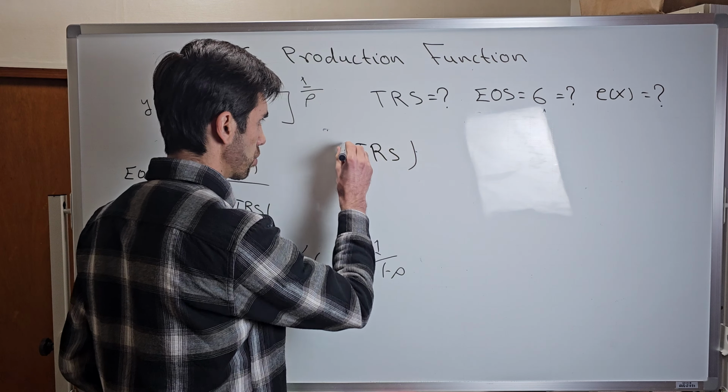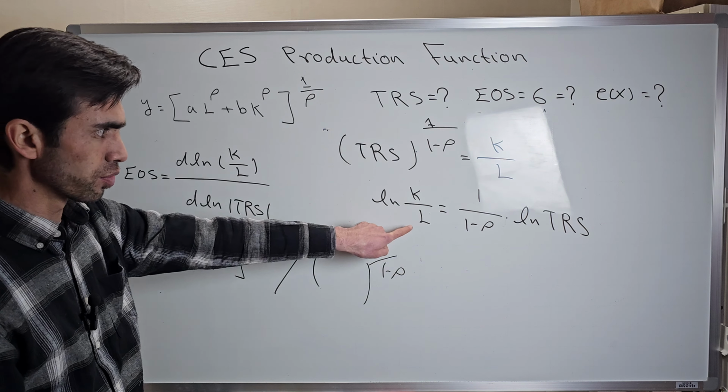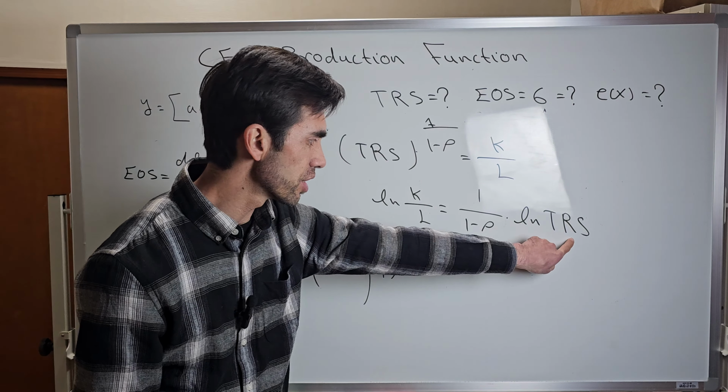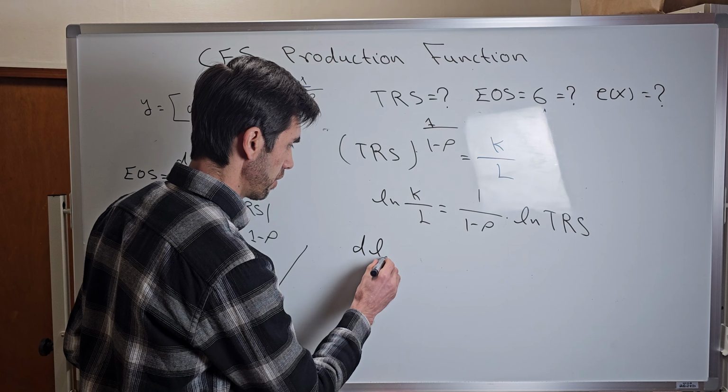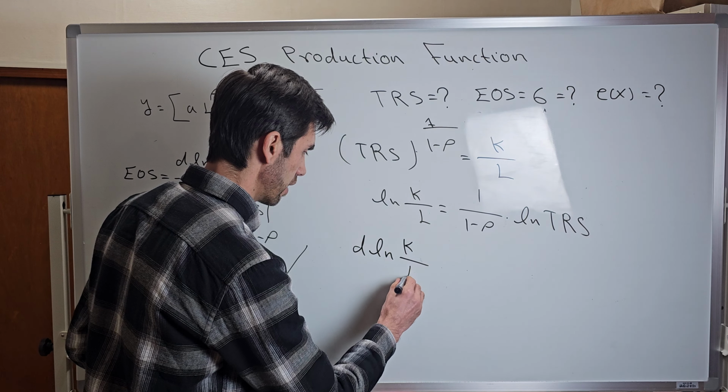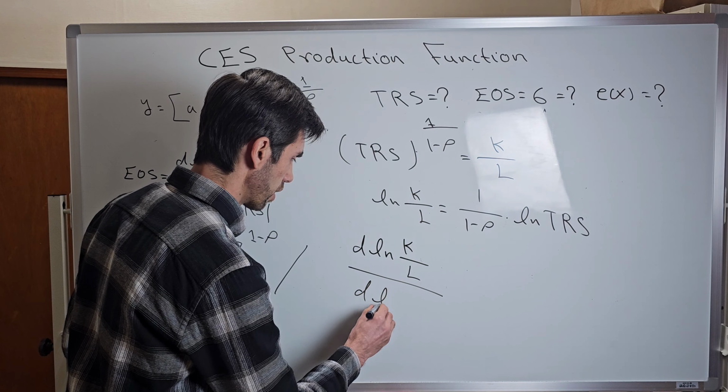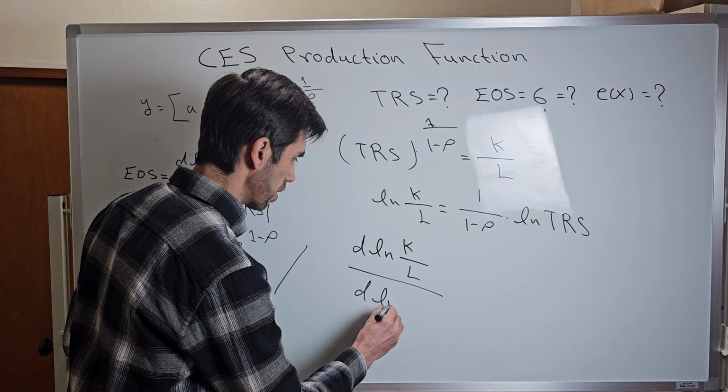So now, based on this formula, when we take the derivative of the natural log of input ratios with respect to this term, then we will have the elasticity of substitution. So let's take the derivative of log of K over L with respect to natural log of TRS. Then we will have 1 divided by 1 minus rho.